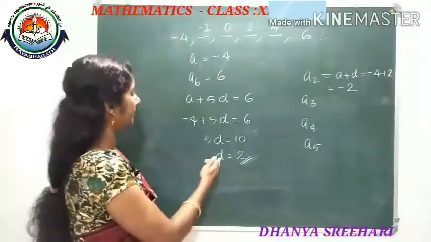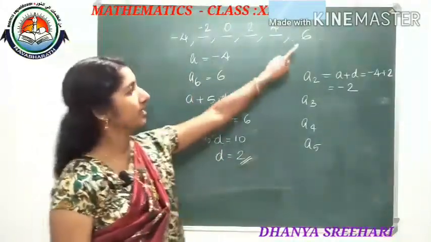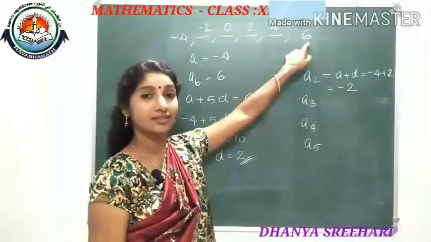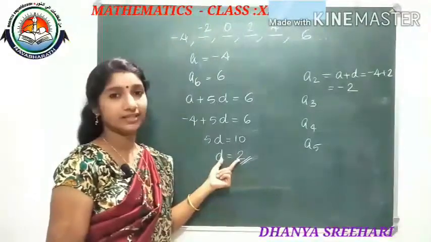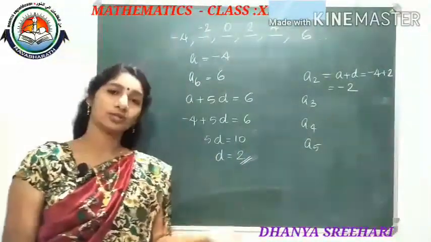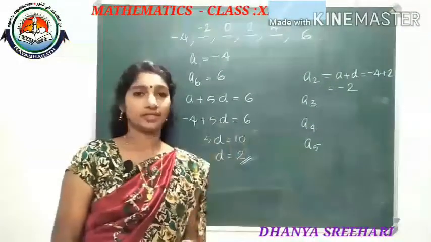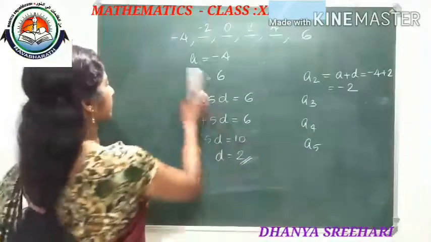So A is already given. We found the common difference by using the sixth term that is given. From that concept we found the value of D. Then if A and D are ready, we will be able to write the second term, third term, fourth term or fifth term, any term we can write, isn't it? Okay. The next question.